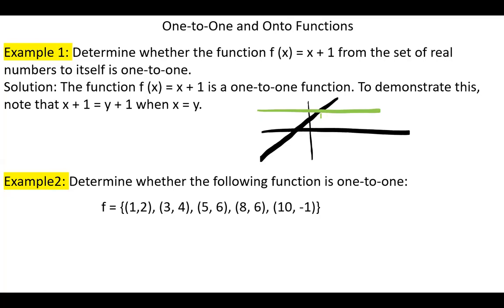Example 2. Determine whether the following function is one-to-one. F equals the set of pairs (1, 2), (3, 4), (5, 6), (8, 6), and (10, -1). This function is not a one-to-one function. The ordered pairs (5, 6) and (8, 6) have different first coordinates, 5 and 8, and the same second coordinate. So this function is not a one-to-one function.